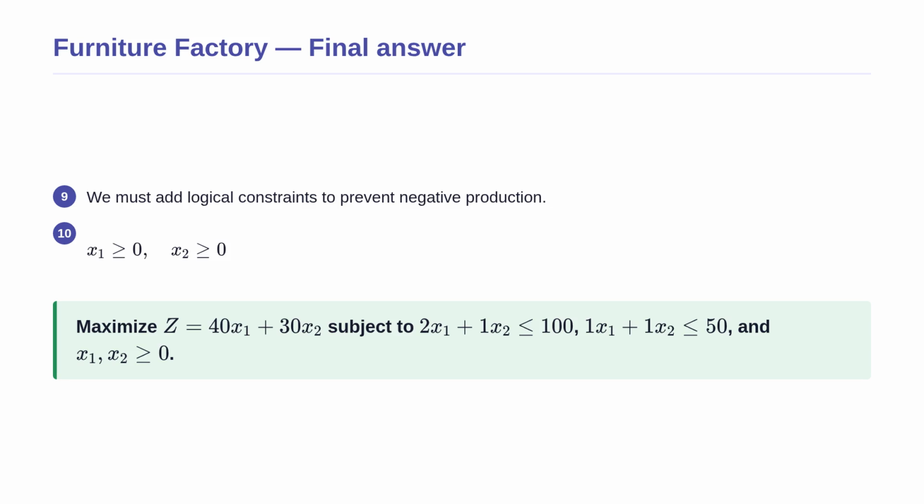To finish building our model, we must add one more crucial element. We must add a logical constraint that prevents negative production, because we cannot build negative tables. These are called non-negativity constraints, written as x1 is greater than or equal to 0 and x2 is greater than or equal to 0. Mathematics allows negative numbers, but physical reality does not.